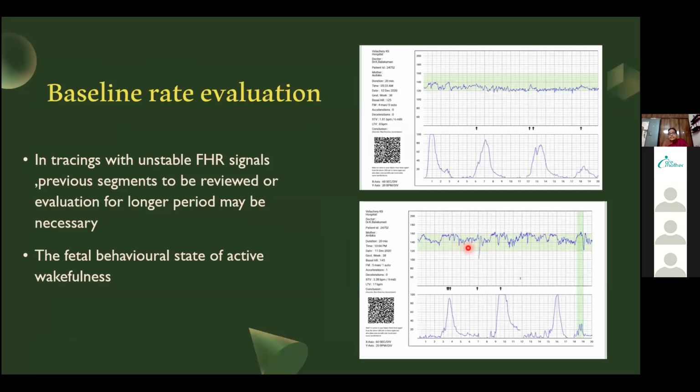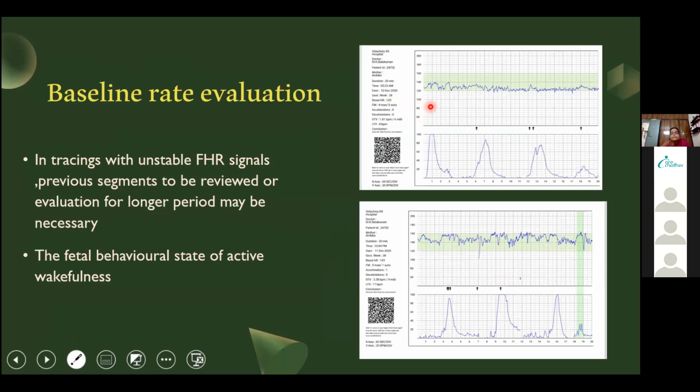Whenever there is, see, take this graph, the lower one. Where will you put this baseline heart rate as? Do you have this as basal rate and this as deceleration, or this as basal heart rate and this as acceleration? So this is very difficult. This sort of graph happens when there is a state of active wakefulness for the baby. So in these cases, you look at the previous recording. It is the same patient.